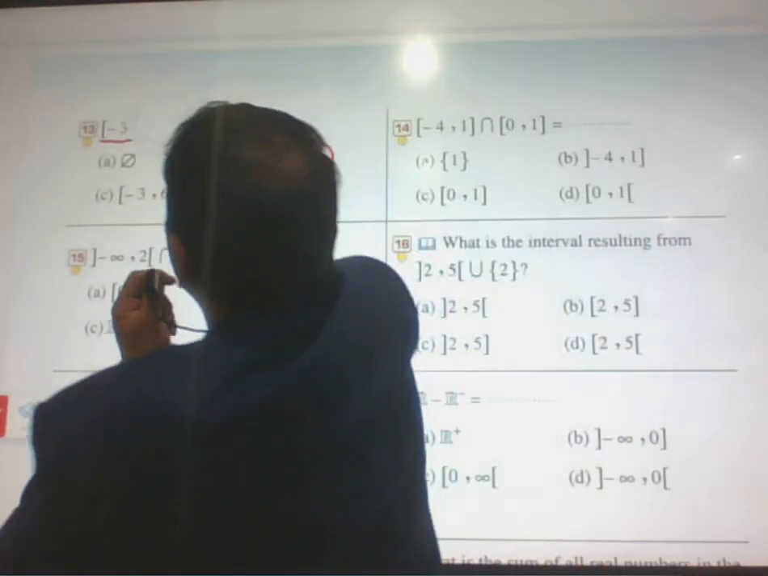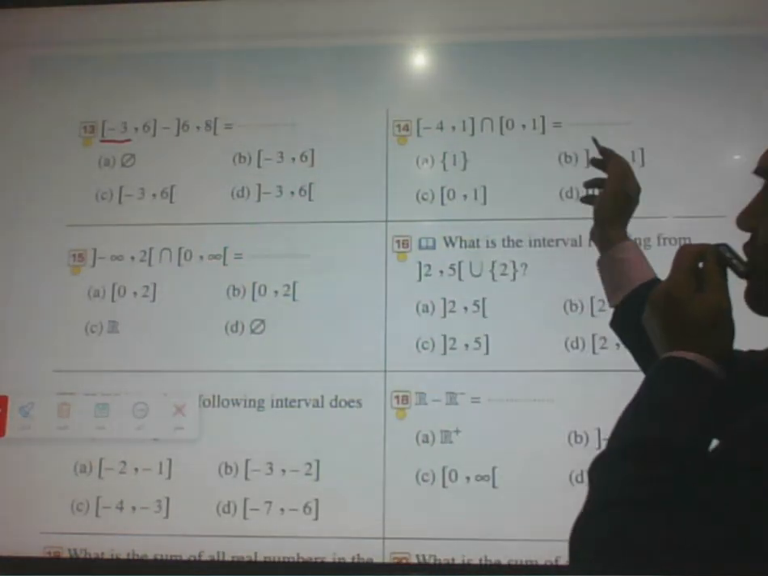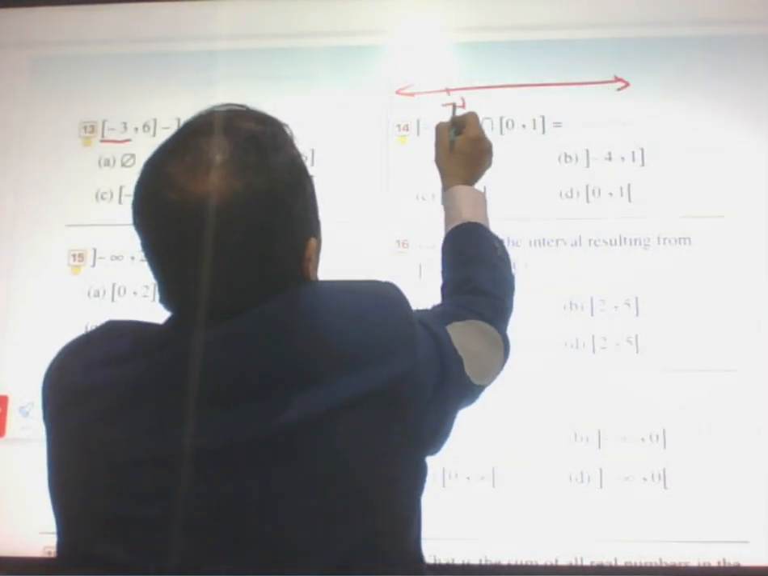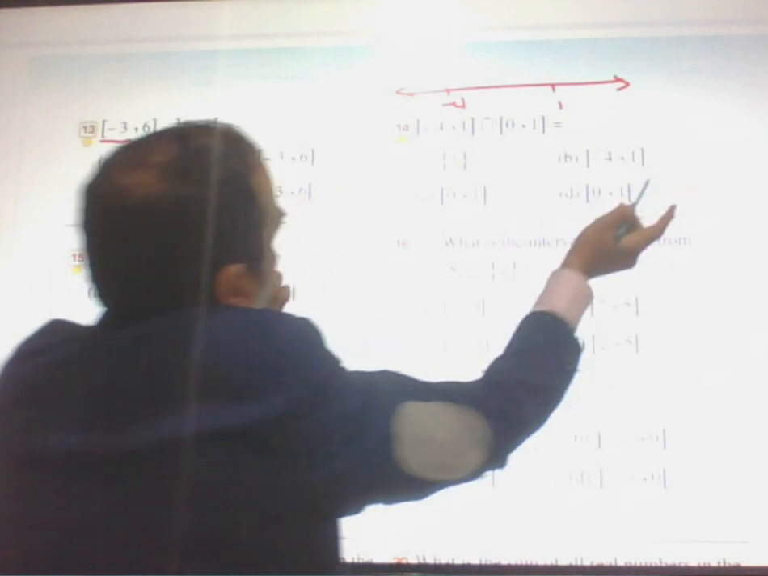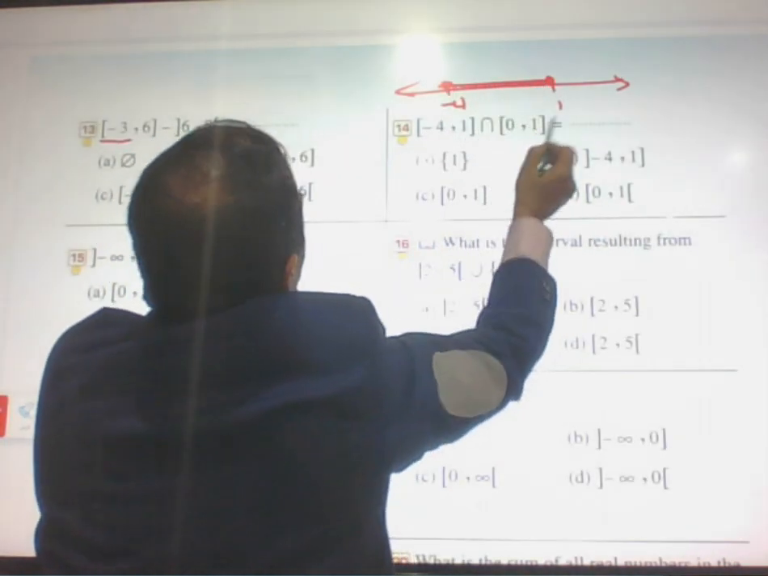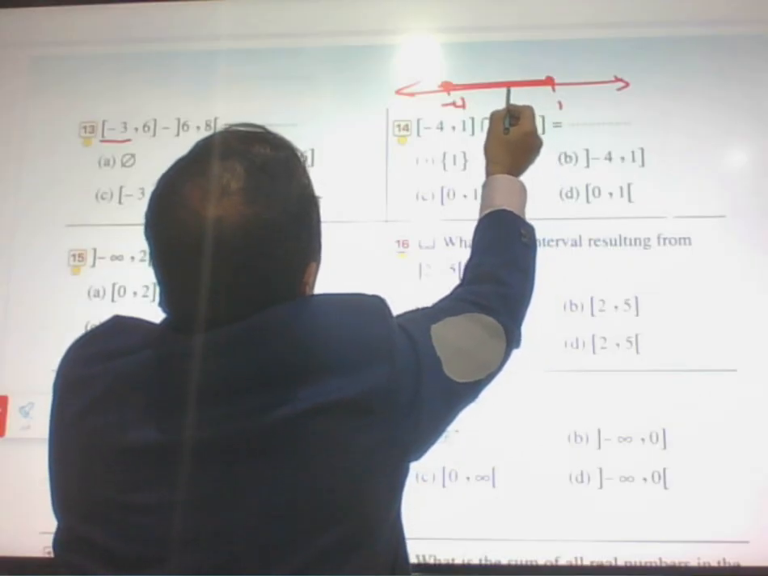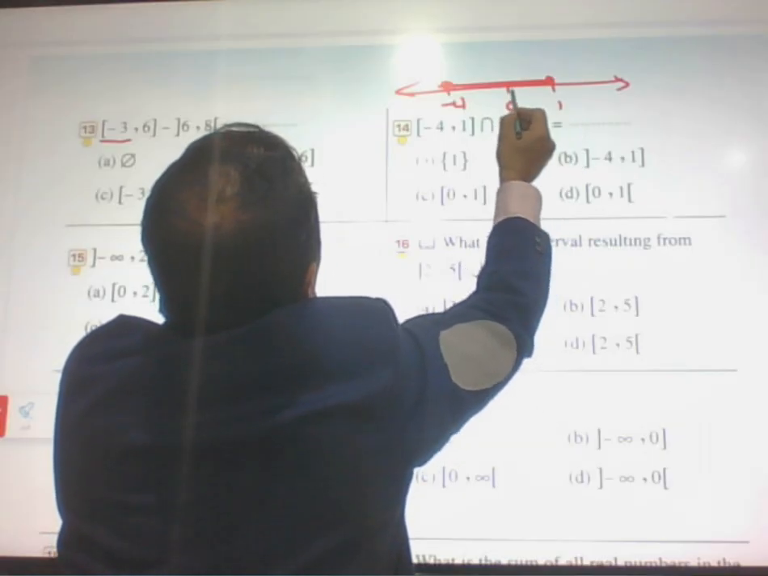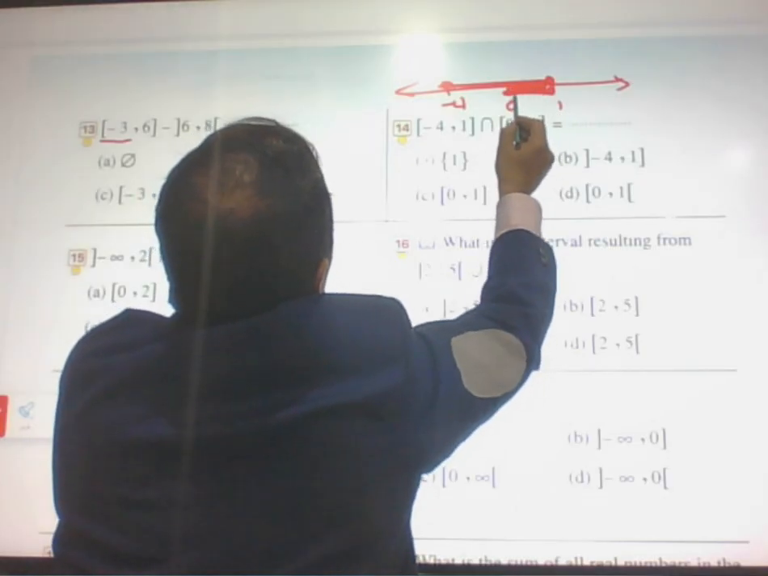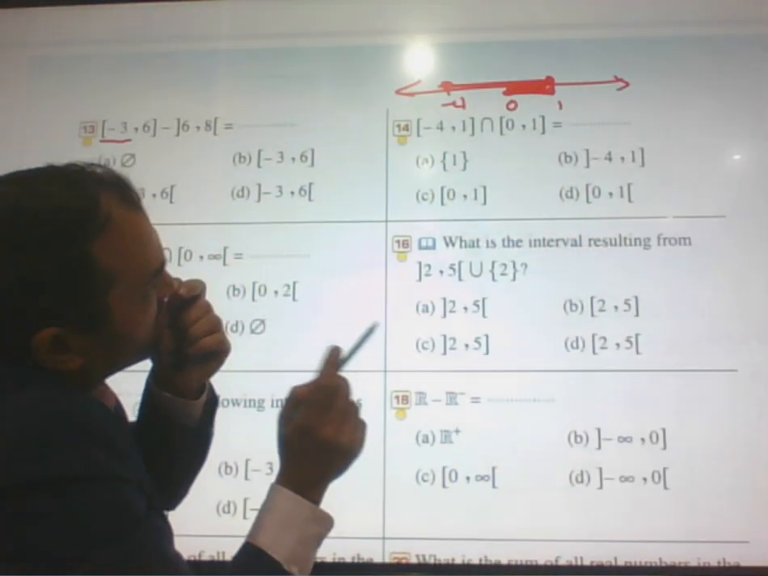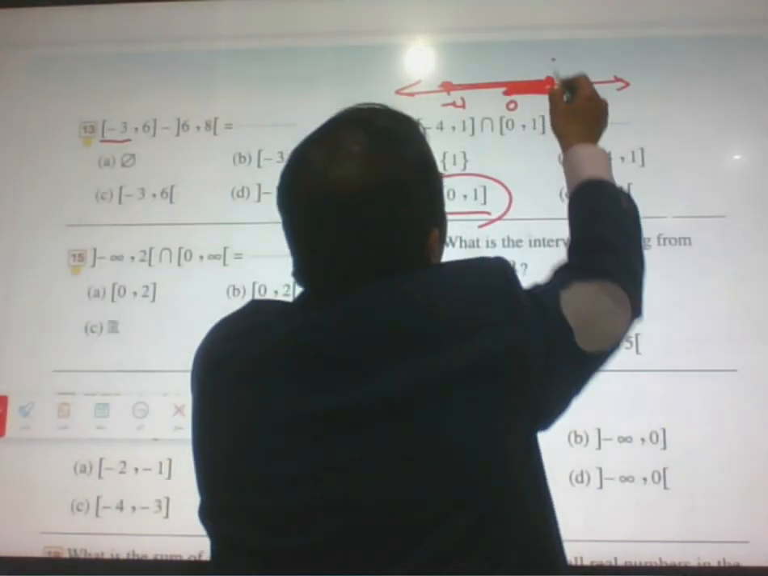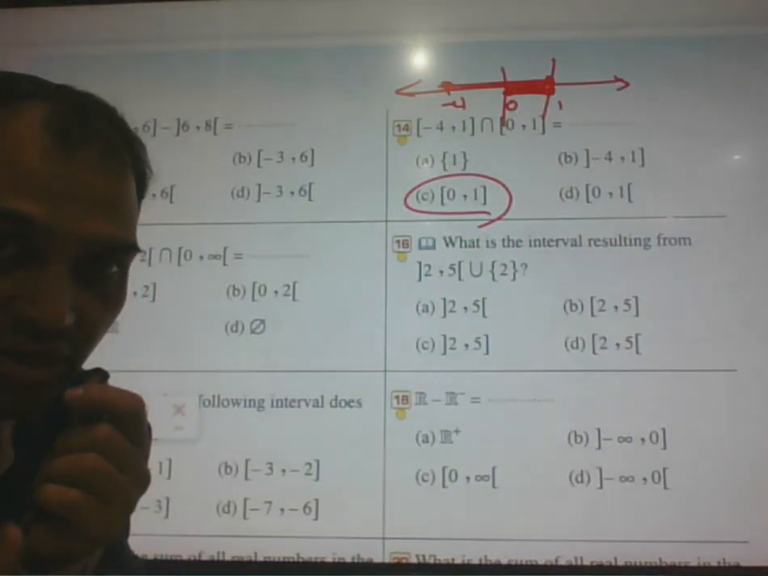Next question here. You want to find the intersection between two intervals. First interval here, we have -4 to 1. Okay, it's a closed interval. Look at here, it was closed. And then we have 0 to 1. 0 was closed and 1 was closed. He wants to find the intersection, it will be 0 to 1. They are similar at 0 to 1 closed. 0 to 1 closed is the interval here and here. It's the intersection between two intervals.